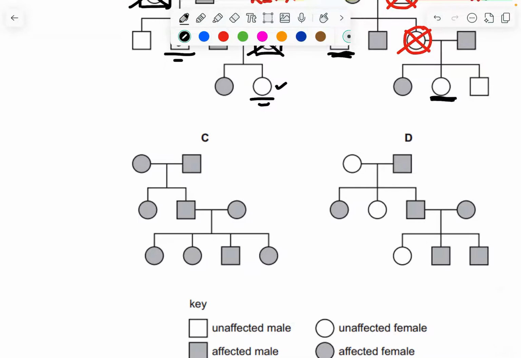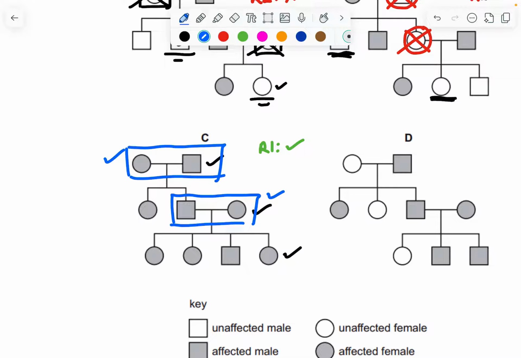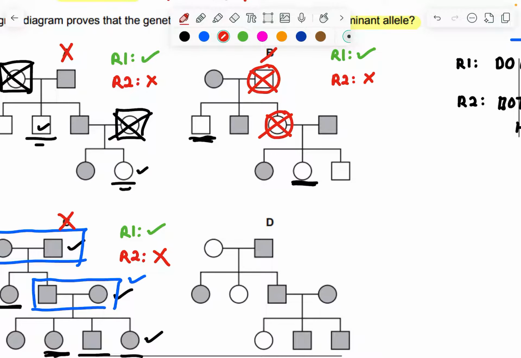Let's look at C. The first generation has it, the second generation has it, the third generation has it. So rule number 1 is of course satisfied because we see that all are affected. But let's look at rule number 2. Both parents are affected, this is satisfied, same as this. Both affected parents are satisfied, but they do not satisfy the last requirement, that it has to give one unaffected. None of them are unaffected here from the respective parental generation. So rule number 2 is not satisfied at C. So C is out.